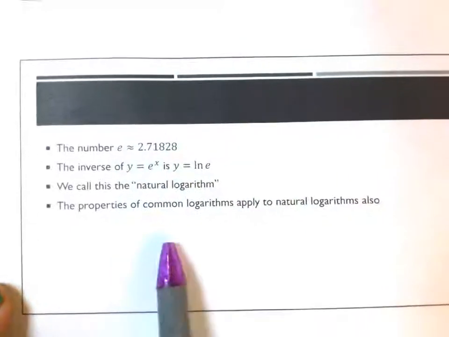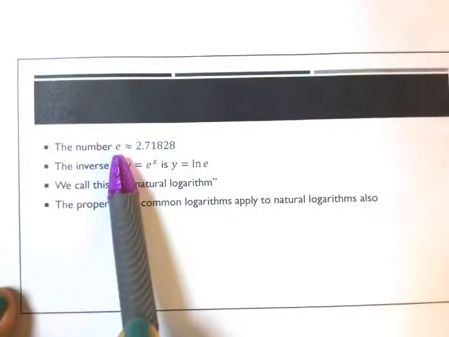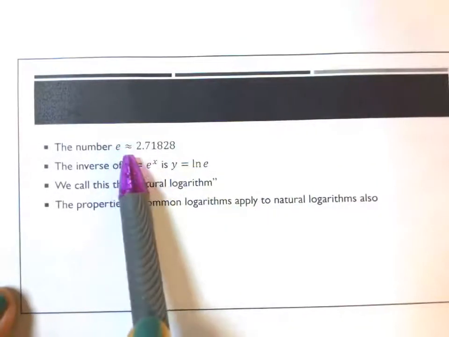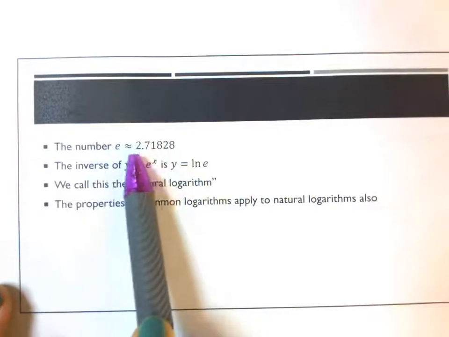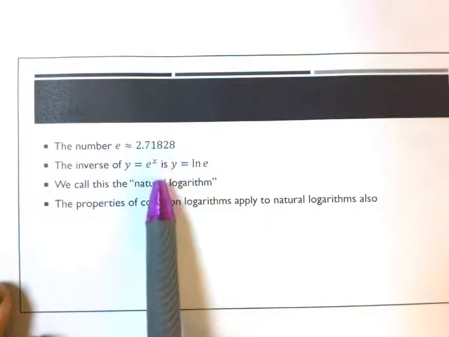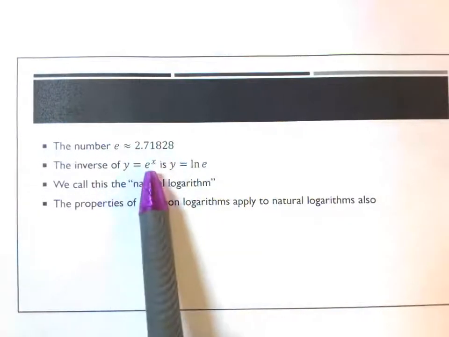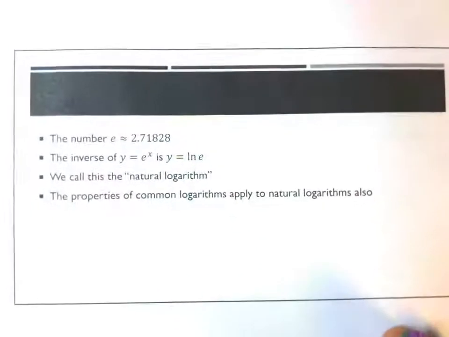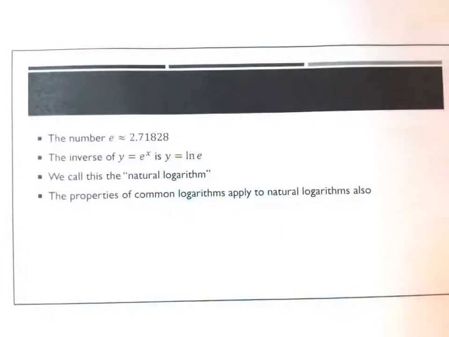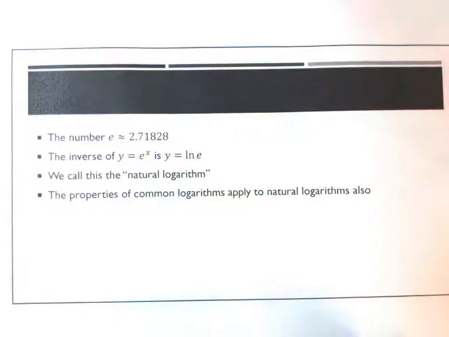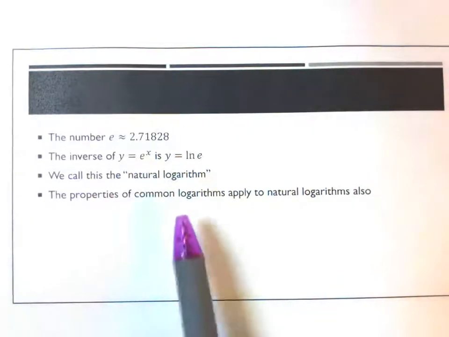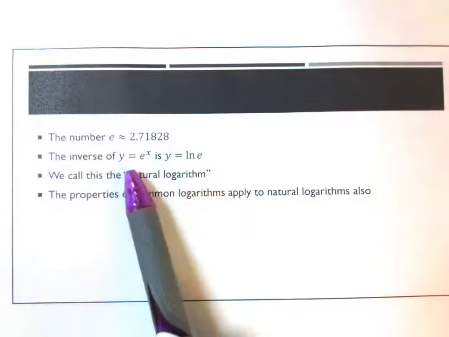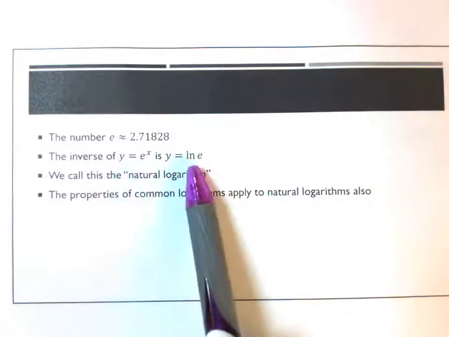We talked last week about the number e. Remember that e is a number and it is approximately equal to 2.71828. The inverse of y equals e to the x gets its own special logarithm, ln, for logarithm natural. I think it's the Latin form of that, but the ln is the inverse of e. So whenever you see an e, think ln.